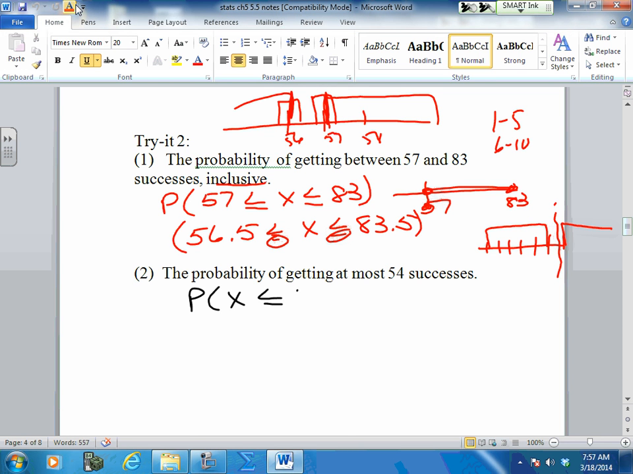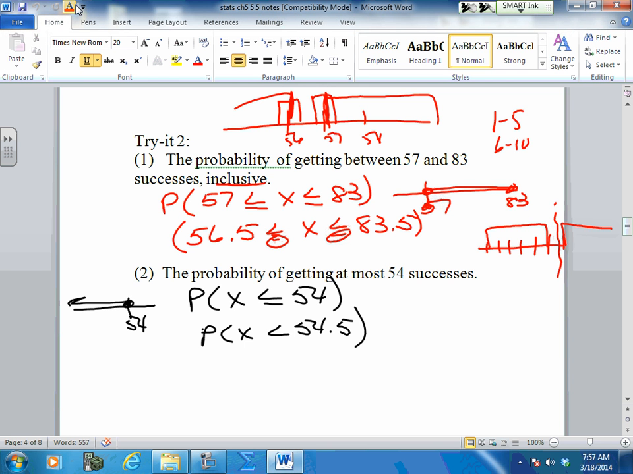X is less than or equal to 54. That's the most I want, and I want to include it. So now, am I using 54? Yes. Is it an upper or a lower? Upper. So Samantha, how'd you correct it? I added 0.5. Okay. It's an upper, so we add 0.5.